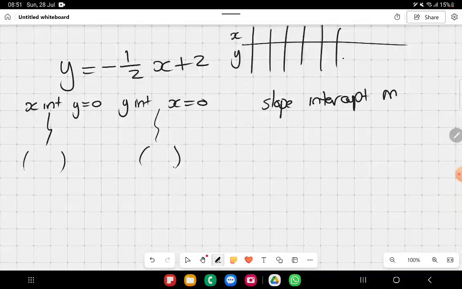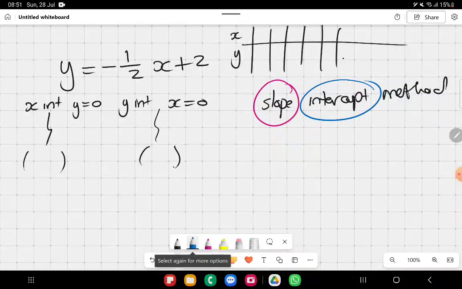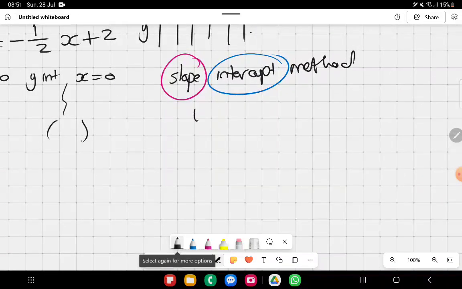intercept method. Now, what this means is that you need to look for two things. The first one is the slope, and the second one is going to be the intercept. Now, let me rewrite the equation. The equation is y is equal to -1 over 2x plus 2.